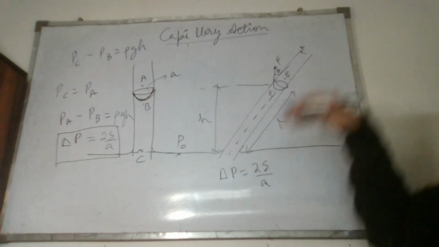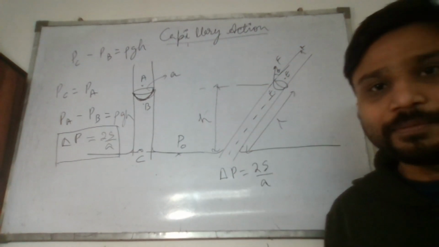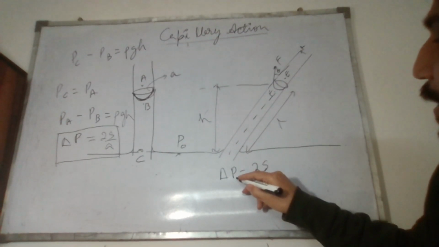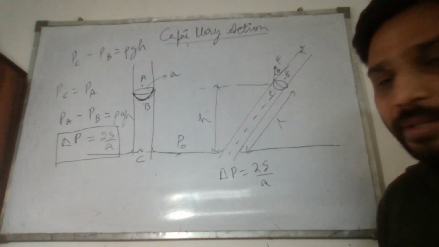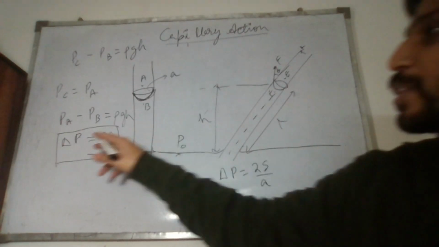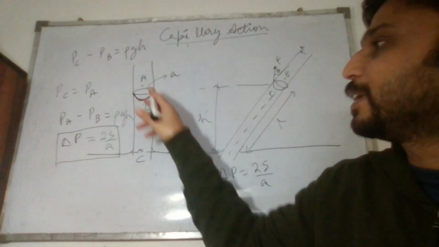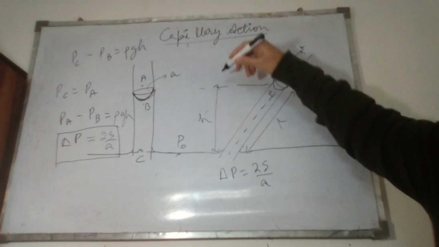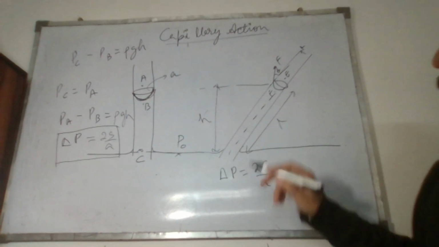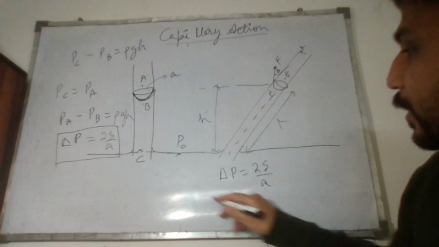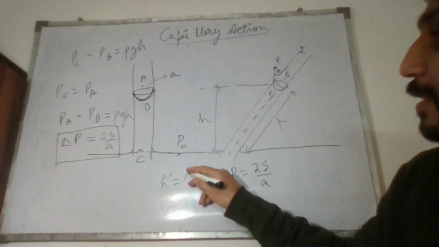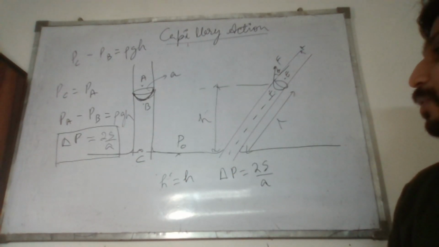Right? If I were to calculate it from a new perspective, what will I say? I'll say that the pressure difference between points E and F is 2S by A. So this matches the pressure difference between points A and B here, 2S by A only. So that means the height to which the fluid will rise in this new capillary, H dash, will be the same as that in this case, that is H.